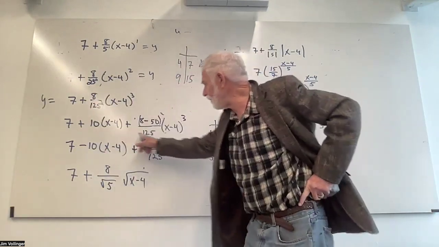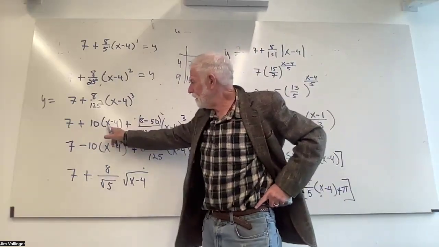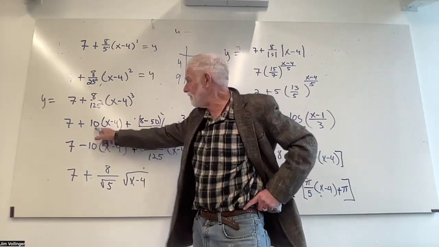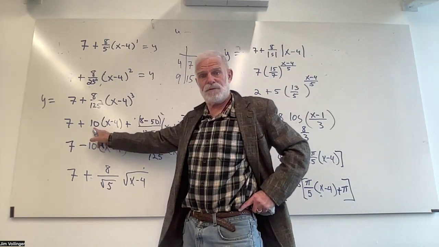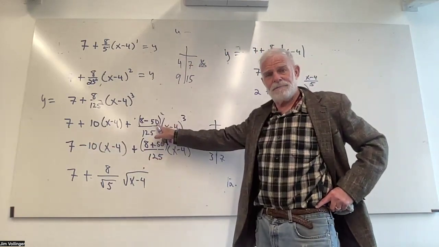Gets a little more complicated with cubics. What happens when I put 9 in here? 9 minus 4 is 5 times 10. That's 50. Huh. Look what I wrote over here. Minus 50.